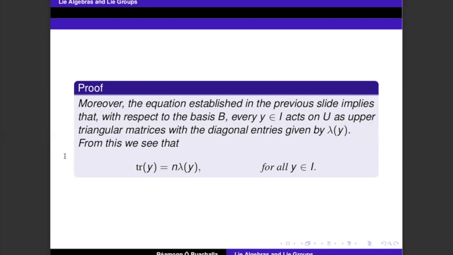That's what concerns us. Okay, so anyway, from this we see that if we take the trace of rho of y, what are we going to get? We're going to get n lambda y. That's because everything on the diagonal is just lambda y. The size of the matrix is n by n because it's an n-dimensional representation, because our vector space U is n-dimensional. That's just notation for the dimension. And this is what happens for every y.